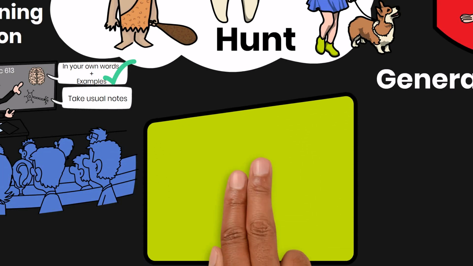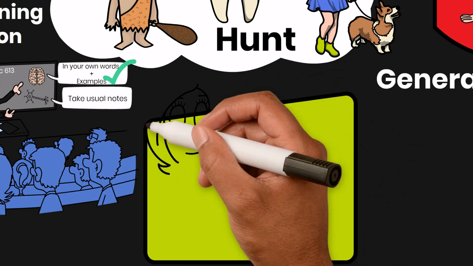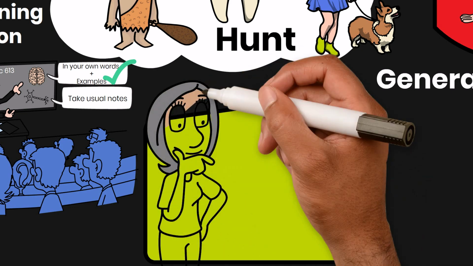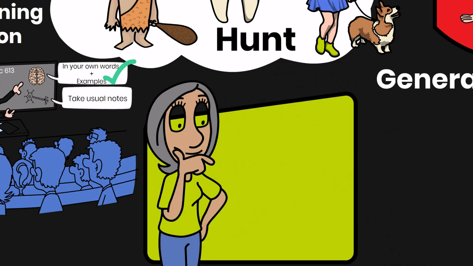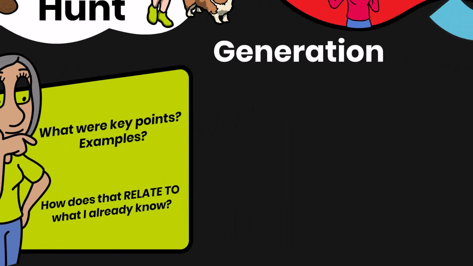Reflection is when you use at first only your mind after the learning process, taking the class, reading the book chapter, watching this episode, to think and write about what that process was like. What were key points, examples, and most importantly, how does that relate to what I already know?